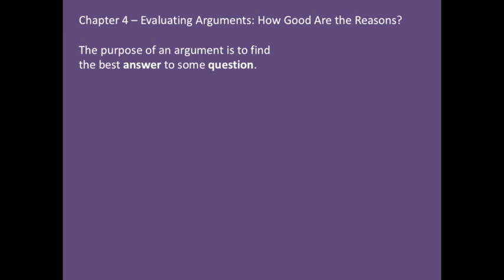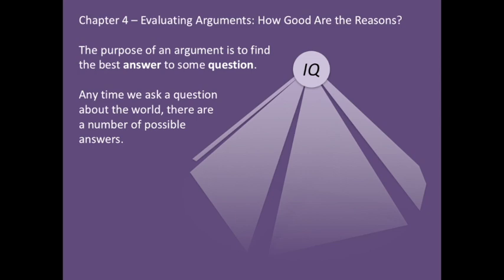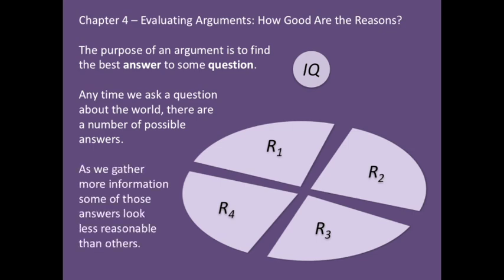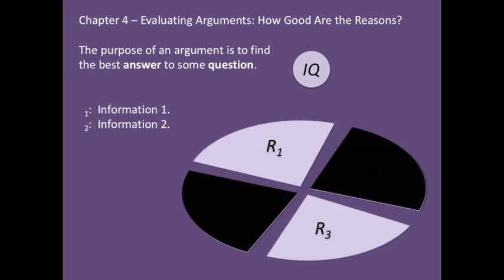Remember that the purpose of an argument is to find the best answer to some question, what we're calling the implicit question. Now, anytime we ask a question about the world, there are going to be a number of possible answers. Now, we have a question, we have a lot of possible answers, we want to figure out which one of these is the best answer, and the way we do that is by gathering information. As we gather more information, some of these possible answers will start to look less reasonable than others.